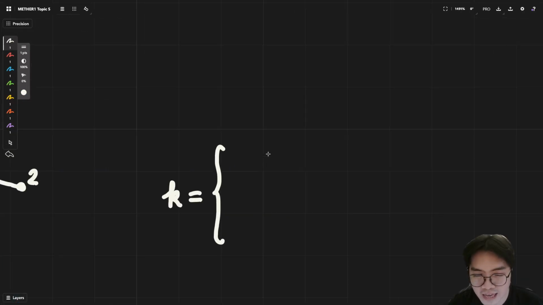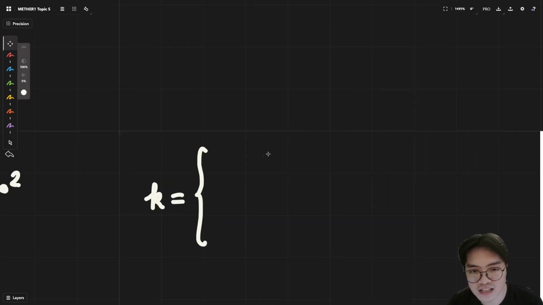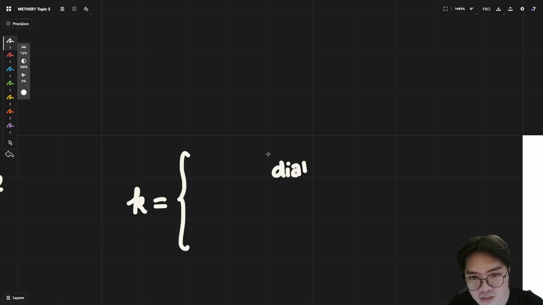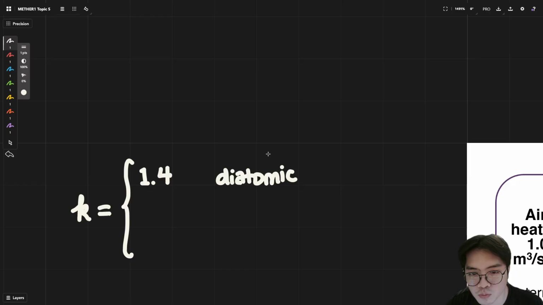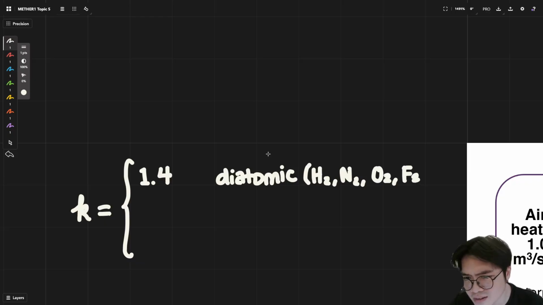If your substance, if your fluid is a diatomic gas, you can say that your K is about 1.4, right? So a diatomic gas is what? Like H2, N2, air, right? Air is basically a diatomic gas. It's a mixture of oxygen and nitrogen. What else? Fluorine, I suppose. That kind of thing, right?